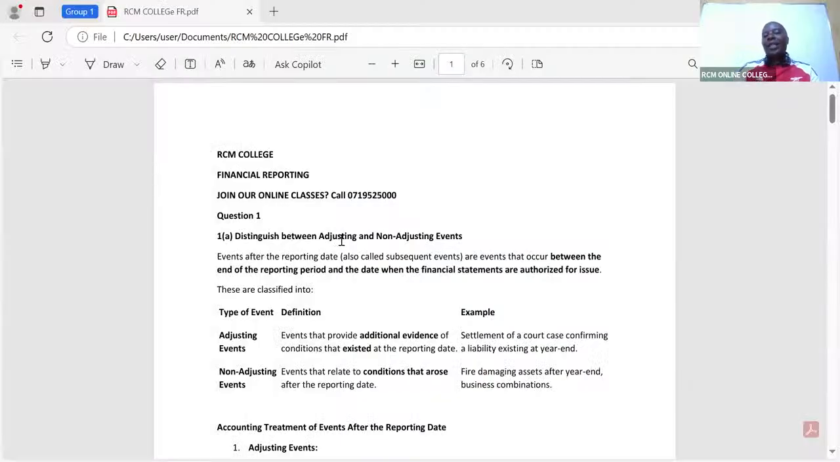So the first question that I would want us to look at, all these questions are from your past papers, and I would want us to start right away with this question on distinction between adjusting and non-adjusting events. Adjusting and non-adjusting events. And I'll be able to give you stories, ladies and gentlemen.